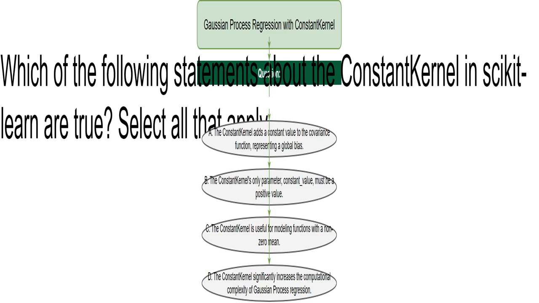This statement is correct. The constant kernel directly adds a constant value to the covariance function. This constant shift influences the overall mean prediction of the Gaussian process model, acting like a global bias or offset.